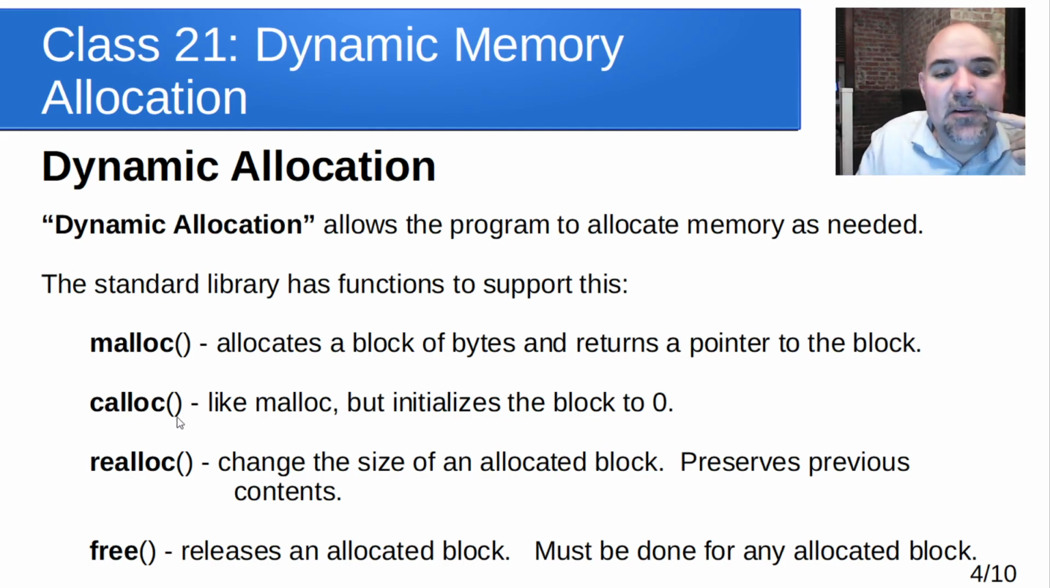Now, calloc works like malloc. The function parameters are a little bit different. We'll see that in a second. But the difference is this stands for clear alloc. It allocates it and initializes the entire block to all bytes being 0. Malloc does not initialize it. It just gives you a block of memory. Whatever happened to be in it is in it.